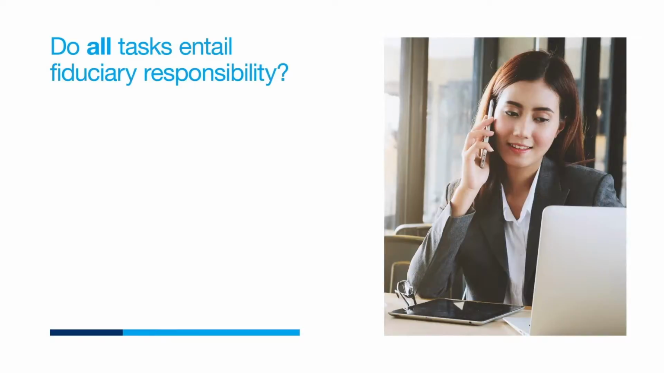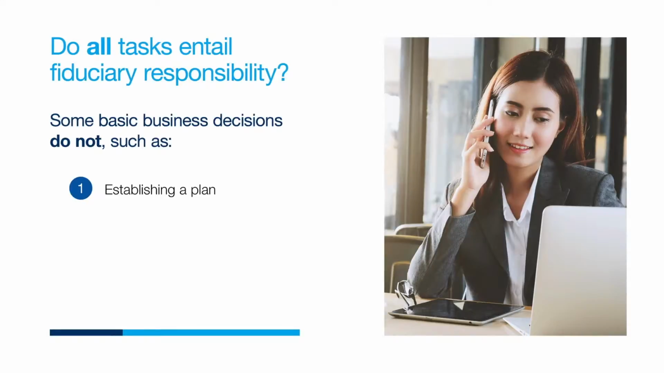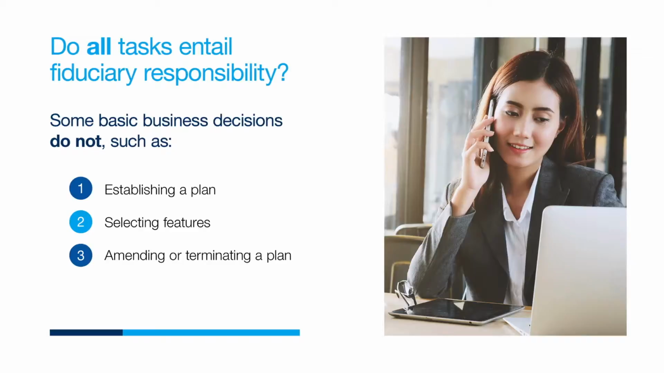Before moving on, here's a question we frequently hear from business owners. Do all tasks in a retirement plan entail fiduciary responsibility? So let's talk a bit about that. The answer is simple. Not all tasks. There are some basic business decisions that don't bear any fiduciary responsibility, and here are a few as an example. Establishing a plan, selecting features such as eligibility terms, auto-enroll, Roth contribution option, matching, and other plan design choices, and amending or terminating a plan.